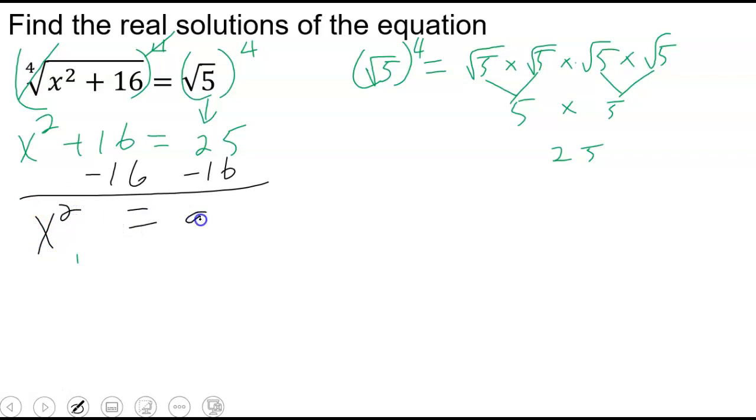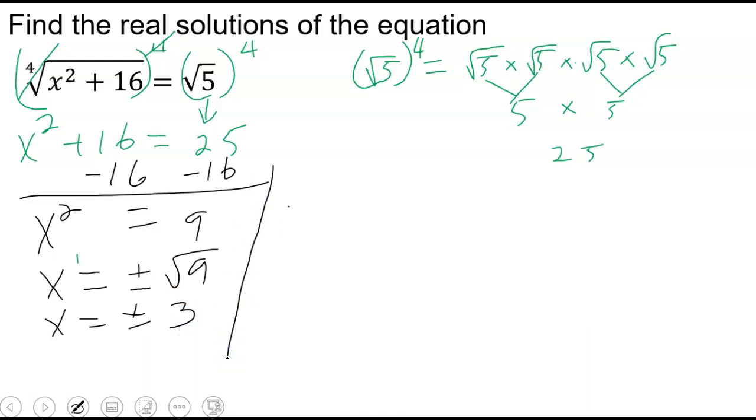So that is 9. So x is going to be plus or minus the square root of 9, which is plus or minus 3. So our answer, x equals 3, x equals negative 3. Again, let's check it.